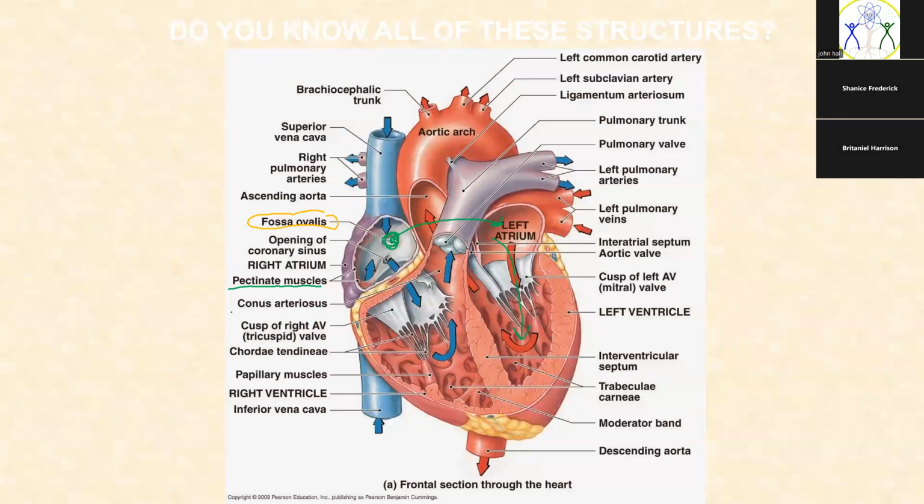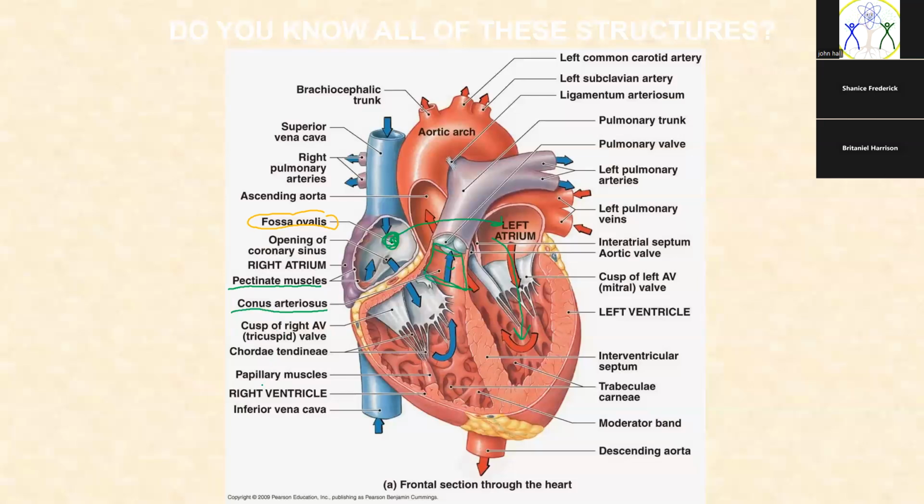Then now you have this interesting area called the conus arteriosus. This, of course, is where you have the right ventricle meeting the trunk, the pulmonary trunk. It's called a conus because the area is sort of cone shape. You know, it kind of looks like a cone if you really squint and turn your head. So it's the conus arteriosus.